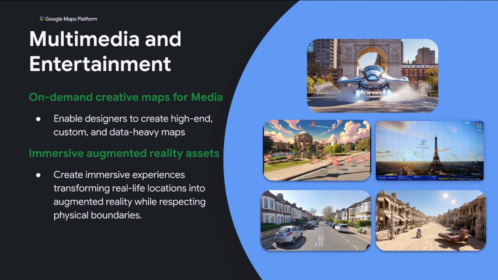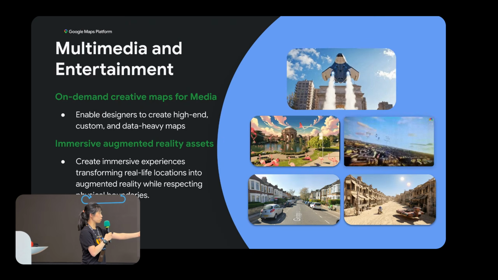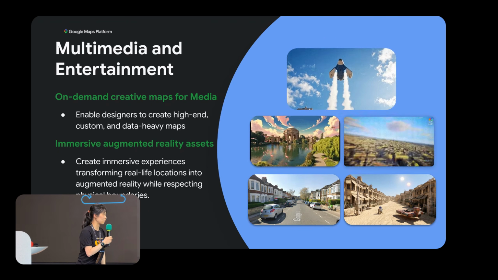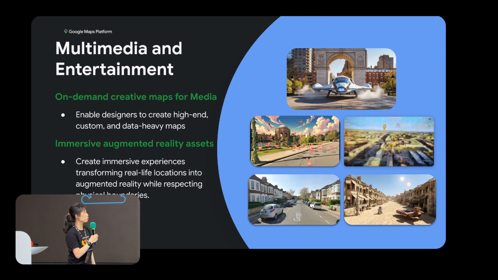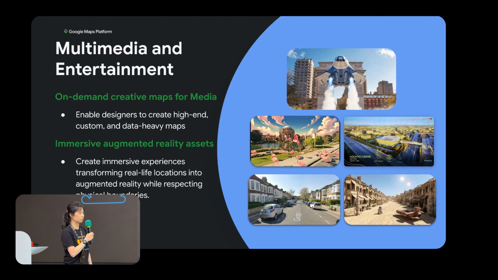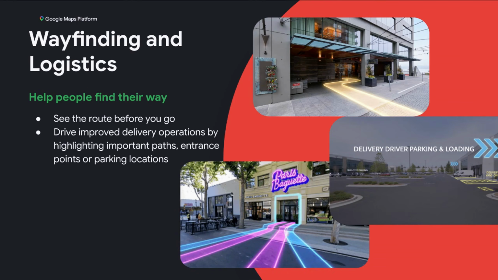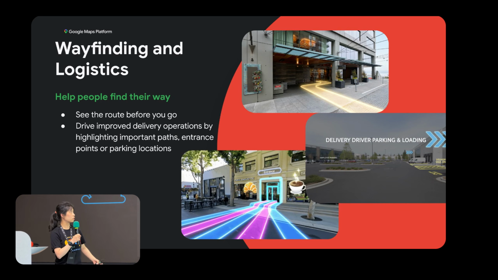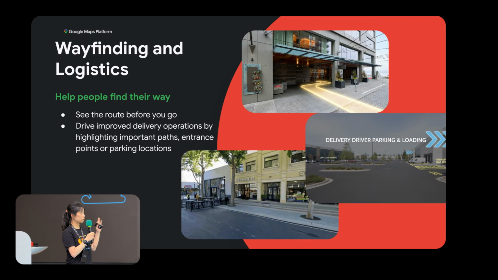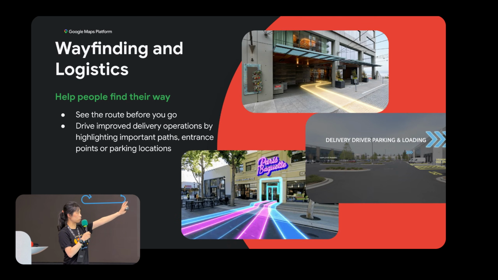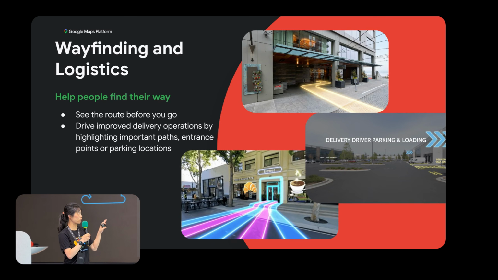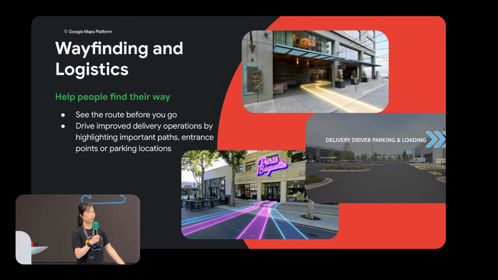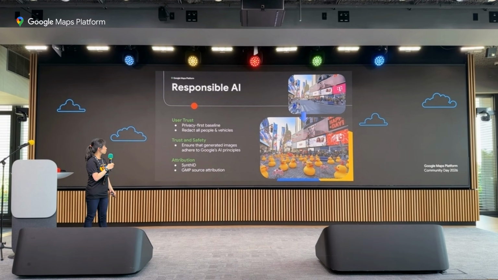Same with multimedia. Here's a rendition of a street. We didn't actually have to do any post effects beyond just a simple Gemini call. And then wayfinding and logistics: highlighting entrances for delivery drivers, helping clients get there. This, I think, is a hotel in Seattle. It's not really obvious from the side street where to get into the hotel, and this can help with getting visitors to the right place.